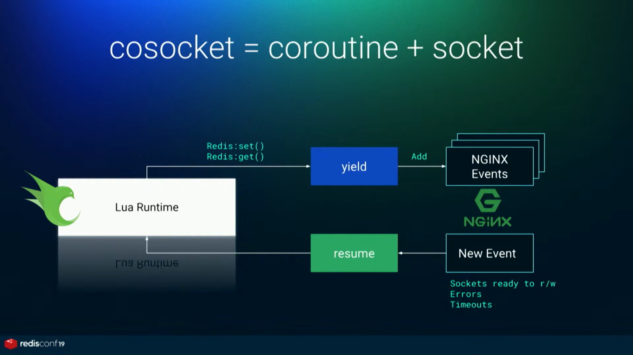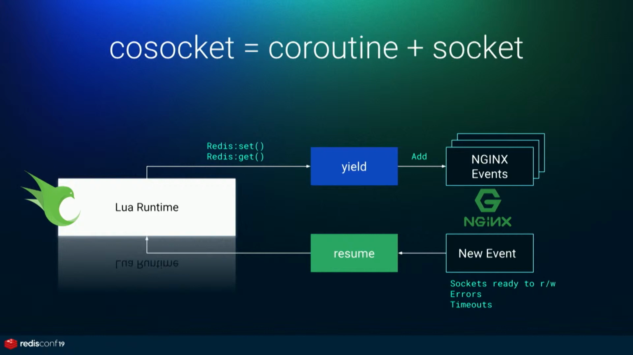OpenResty provides a very good technique called cosocket. What is cosocket? It's basically combining coroutines with sockets. For example, we have the Lua runtime here. If you have a call like Redis set or Redis get, it's normally a blocking operation. You don't want your HTTP stack to block because you have to wait for I/O. The brilliant part of OpenResty is that when you call those blocking operations, it automatically yields to the NGINX event loop.